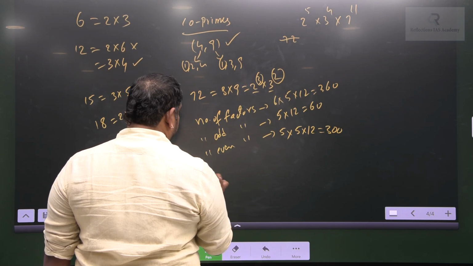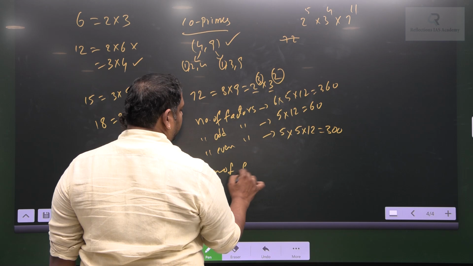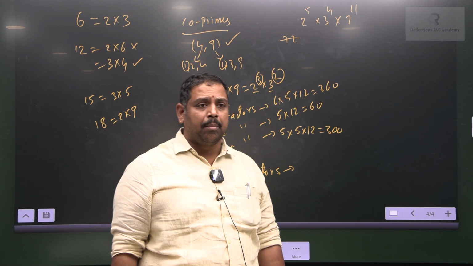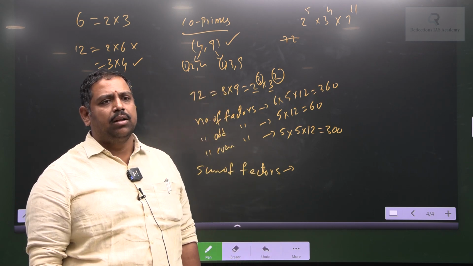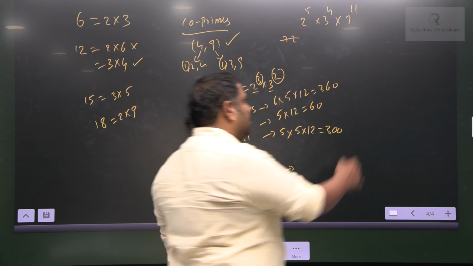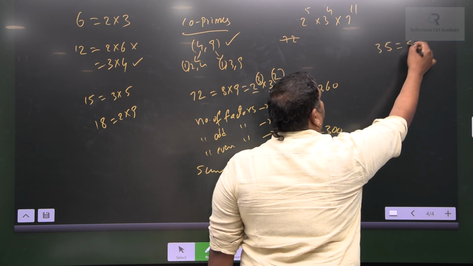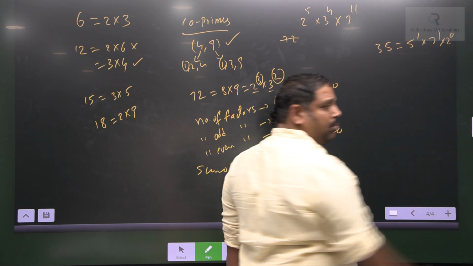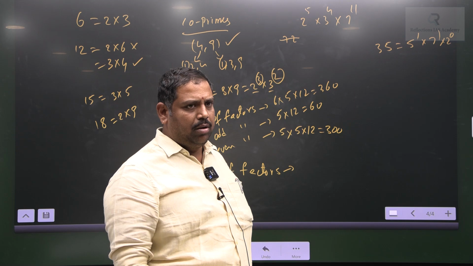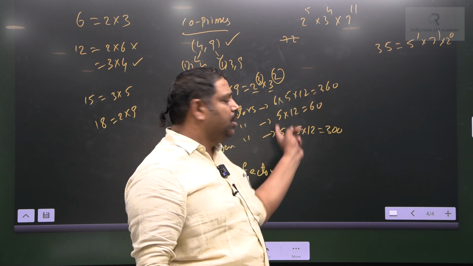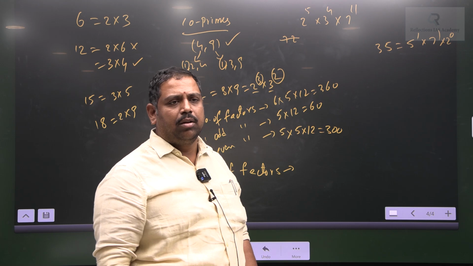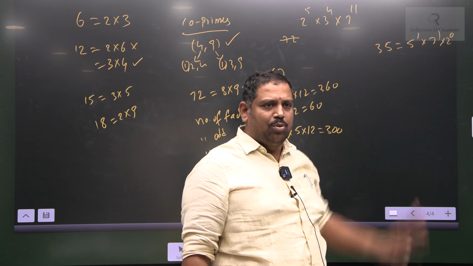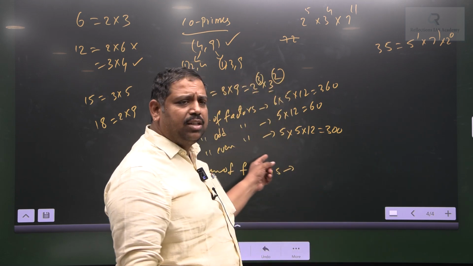Right. Now I want sum of factors. Even 2 if you won't get it. 5 power 1 into 7 power 1. I'll write 2 power 0. Do you have any problem? Don't add 1. 0 into anything is equal to 0. If you get only odd here, no 2. All are odd factors. Even factors are 0.